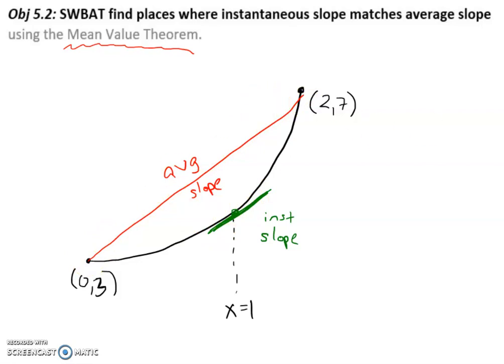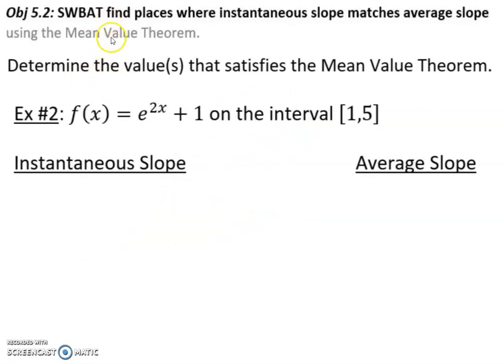I'm not going to draw the picture for the next one, but it is similar. Second example, we have a function that is continuous and differentiable. This is an exponential function, so we can take a derivative, nothing fancy like absolute value. And we have a closed interval, so the mean value theorem applies. Our instantaneous slope, we're going to take the derivative of this. So the derivative of e to the 2x is 2e to the 2x, and the derivative of 1 is just 0, so we use chain rule there.